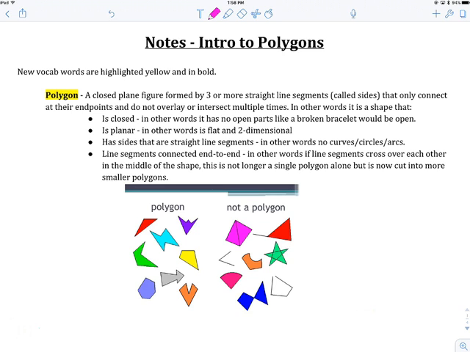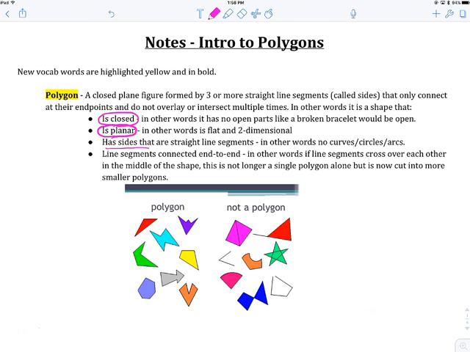There's a lot of pieces that go into it, but here are the key ones. The polygon needs to be closed. In other words, there's an inside and there's an outside. It needs to be planar, in other words, flat, two-dimensional, can't be curved into 3 dimensions, like taking a sheet of paper and crumpling it up. That is no longer a polygon, whereas if you lay it flat, that 4-sided sheet of paper that's flat in 2 dimensions is a polygon.